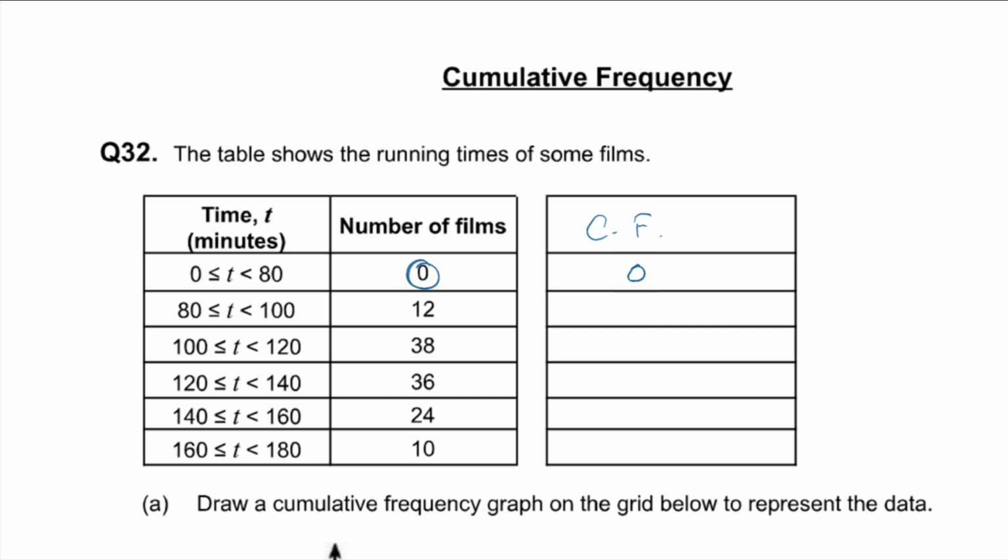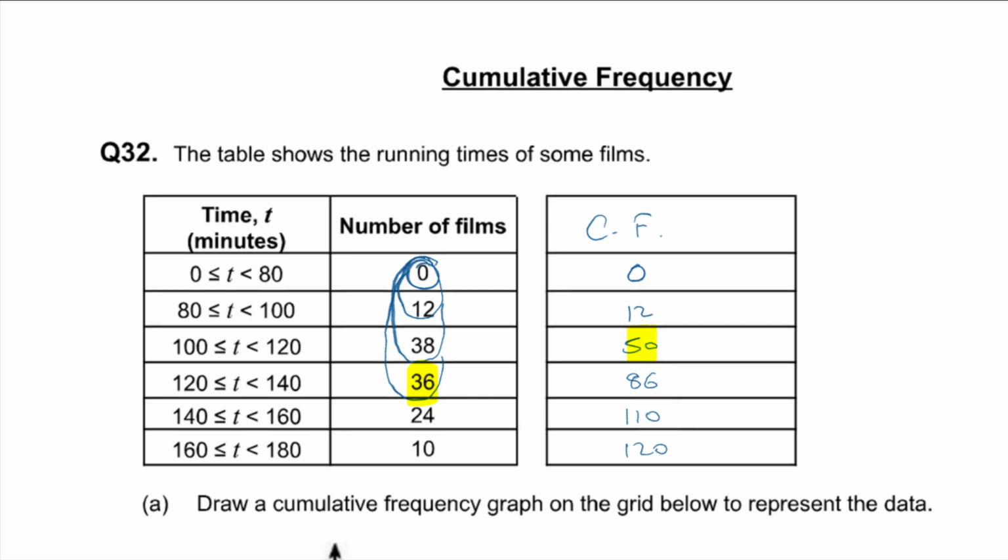So the second cumulative frequency is going to be the 0 plus the 12, which comes to 12. The third cumulative frequency is going to be 0 plus the 12 plus the 38, which adds up to 50. The next cumulative frequency adds on the 36, so I can just add 36 onto the 50. That's the same thing, because 50 is the first three numbers. So you can just add your new frequency to your old cumulative frequency as you go down the list. So 50 plus 36 is 86. Next one is going to be 86 plus 24. That comes to 110. And then I've got 120 on the end.